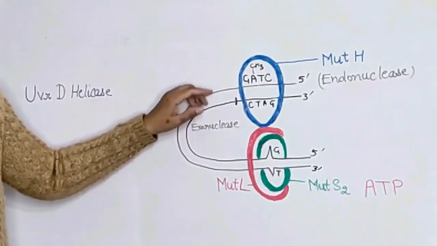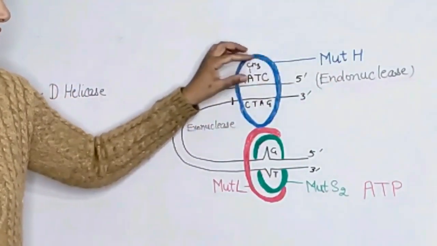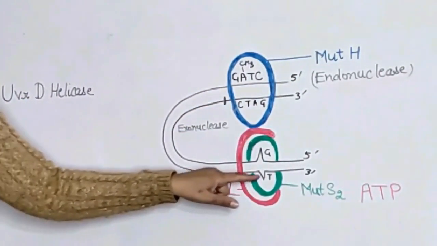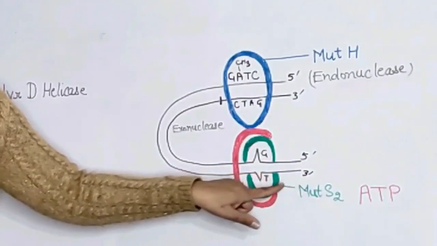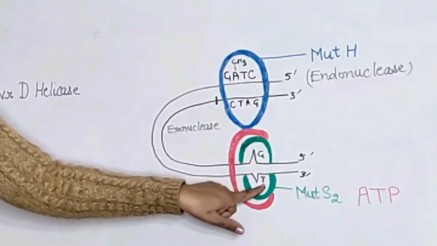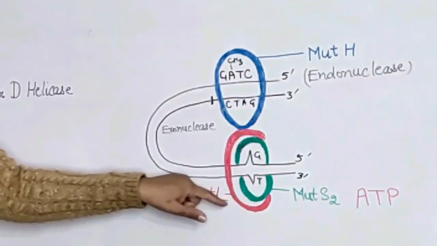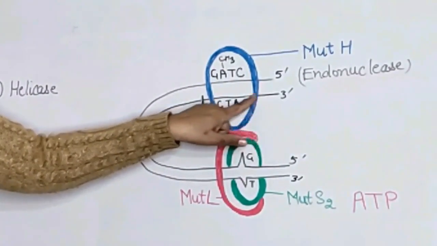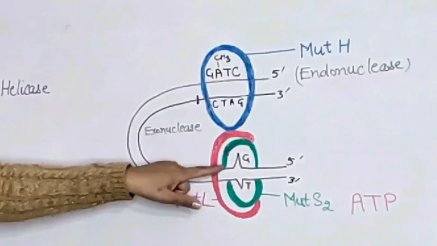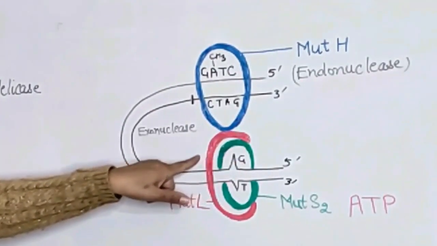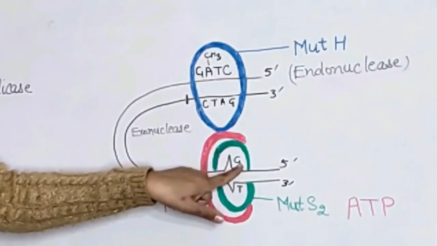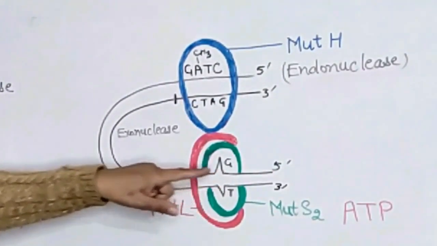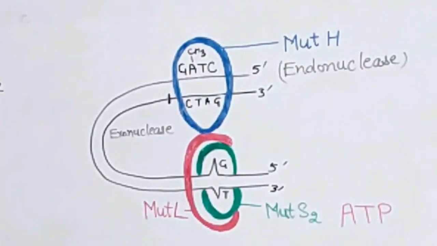So in the present example, MutH is taking this strand from 5' to 3' as the parent strand. So this T is taken as the correct base, and the other strand which is non-methylated, where we have got the G base, so now this G base is taken as the mismatched base and we have to remove this base. So let's see how it happens.